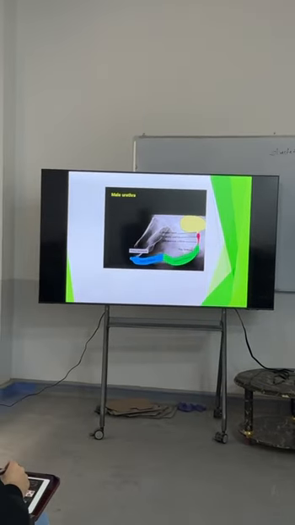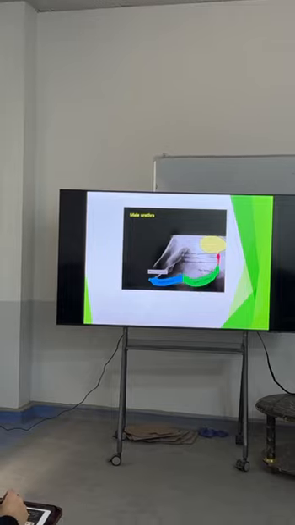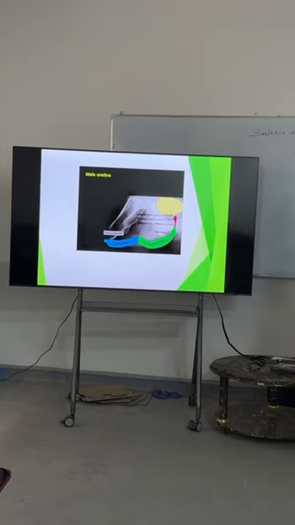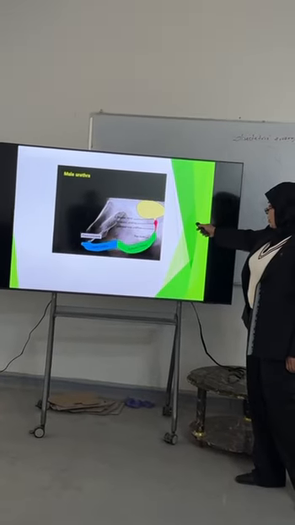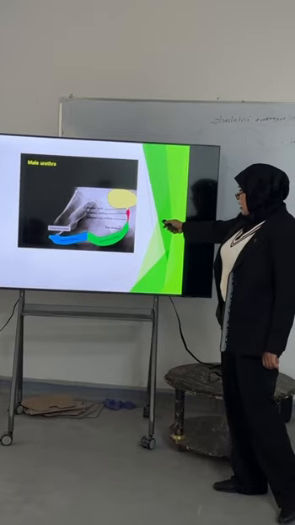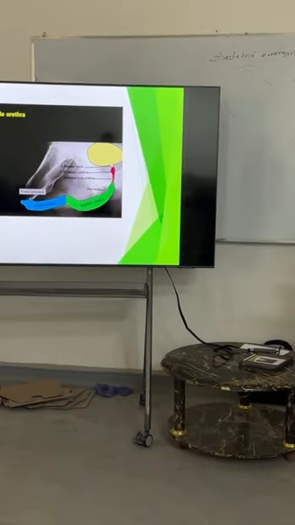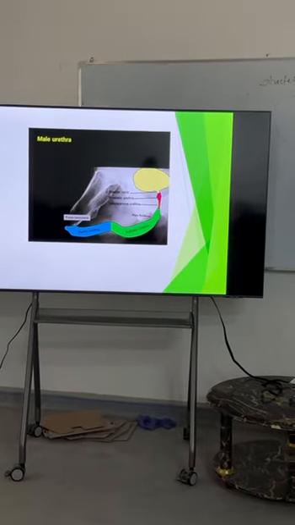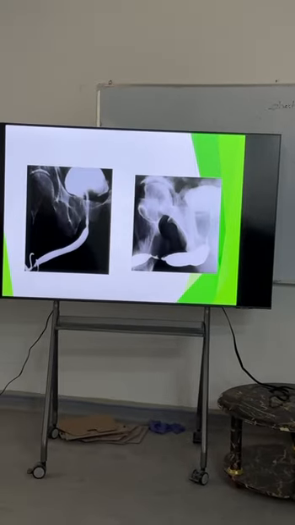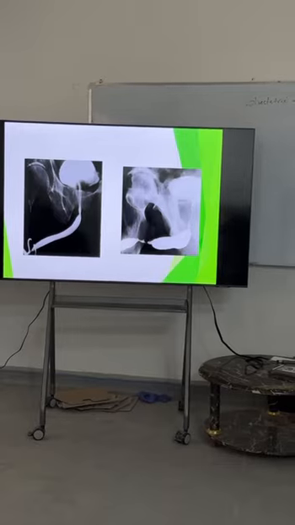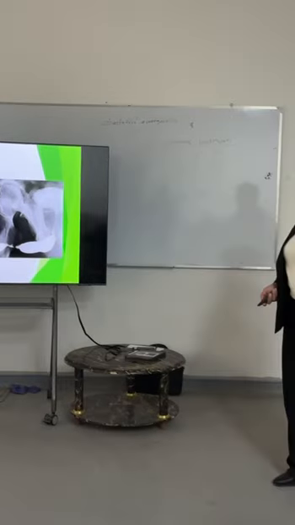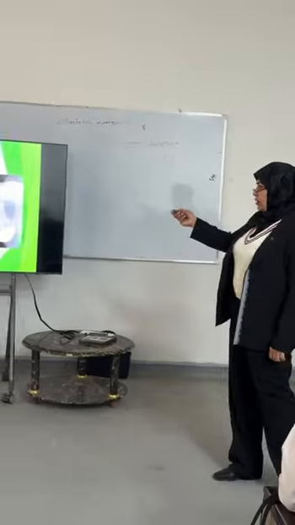This is the male urethra. You should know about the anatomy. It involves four parts: the prostatic part, the membranous part, which is the narrowest, the bulbous part, and the penile part. And your role is just to detect the site of the structure. And here, can you tell me what is normal and what is abnormal?